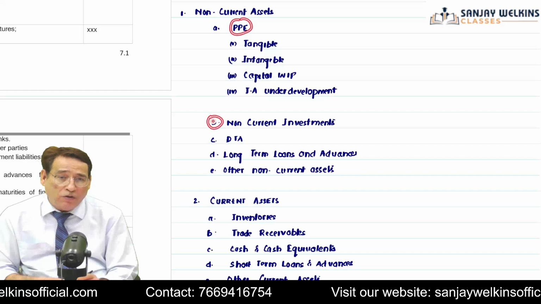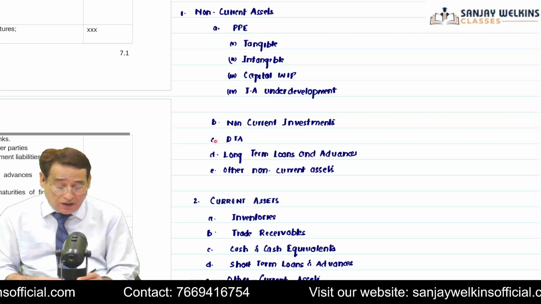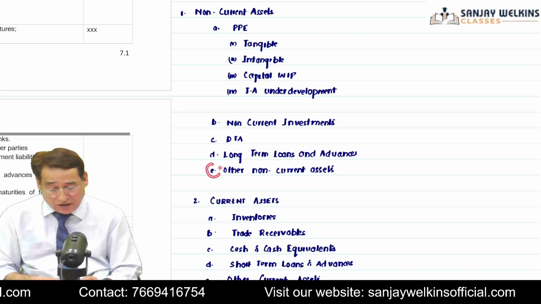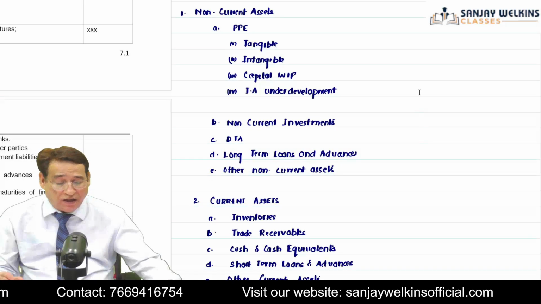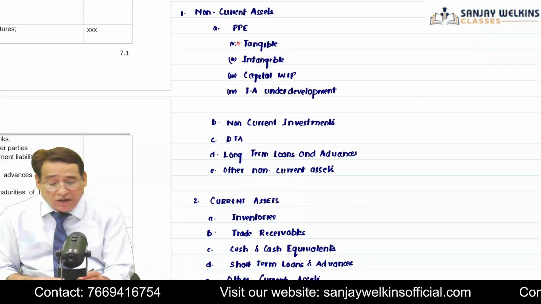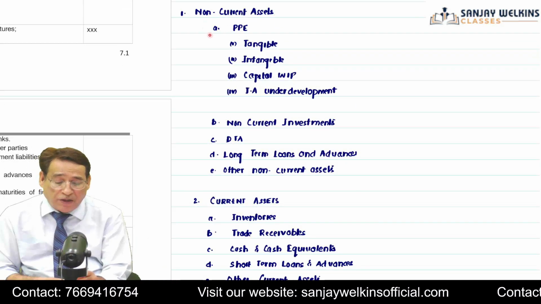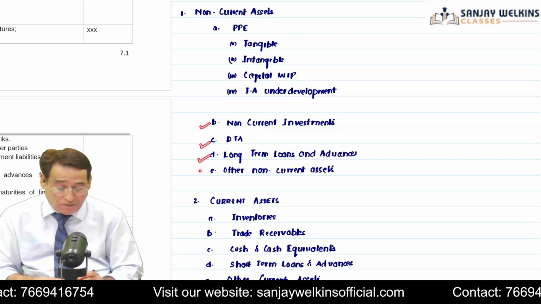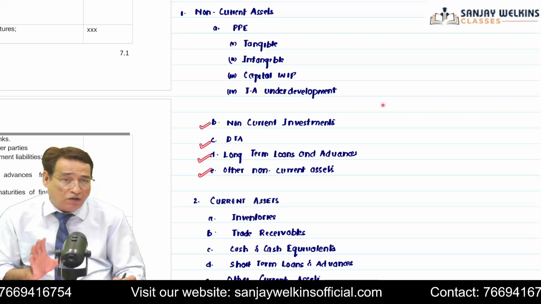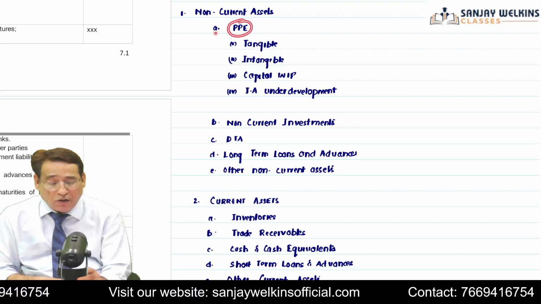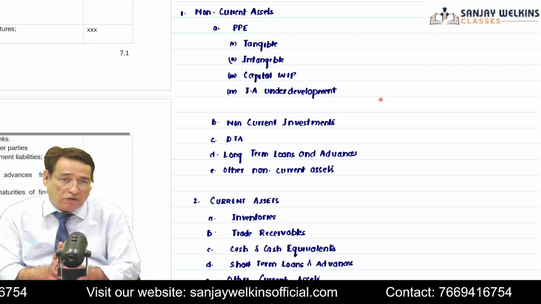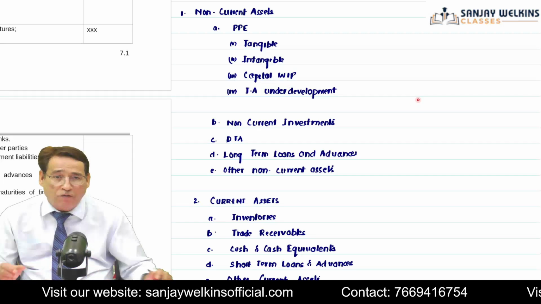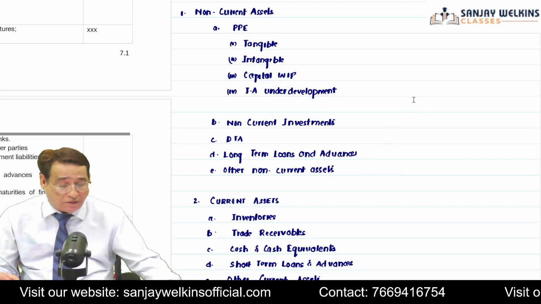I have already told you the second one is non-current investment. Then the third one is deferred tax asset. The fourth one is long-term loans and advances. And the next one is other non-current asset. So non-current asset has 5 segments: property, plant and equipment, then non-current investments, then deferred tax asset, long-term loans and advances, other non-current assets. But you need to take care of this particular fact that property, plant and equipment must be reflected under these subheadings, that is tangible, intangible, capital work in progress and intangible assets under development.